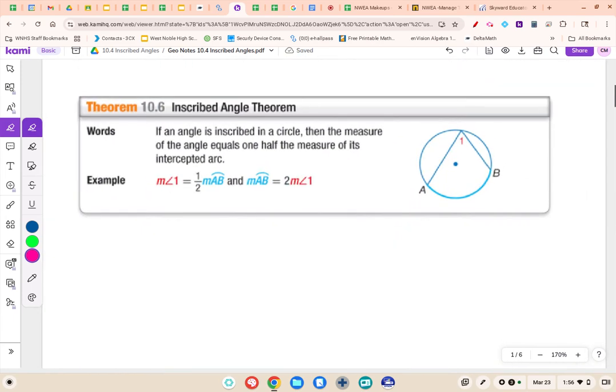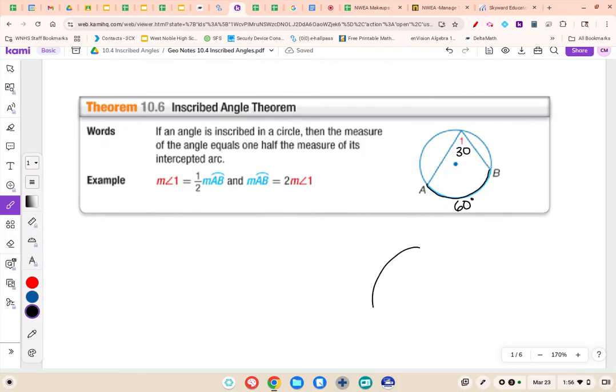We have a theorem here. We have the inscribed angle theorem. It says if an angle is inscribed in a circle, then the measure of the angle equals 1/2 the measure of its intercepted arc. So I'm just going to make up some random numbers. If this angle is 30 degrees, the intercepted arc has to be double that. It is 60.